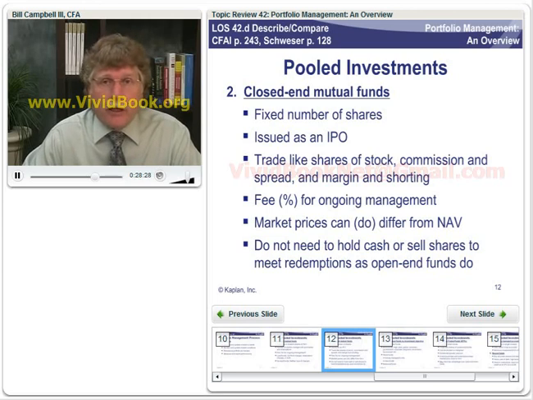But because closed-end mutual funds don't have to buy and sell shares with investors, they don't need to hold excess cash. They are not going to experience the cash drag that an open-end mutual fund will experience. Every dollar that they get in, they can invest in investments. They don't have to keep it as cash. So you would typically expect that they would have higher returns because they're investing in securities that provide higher returns than cash.